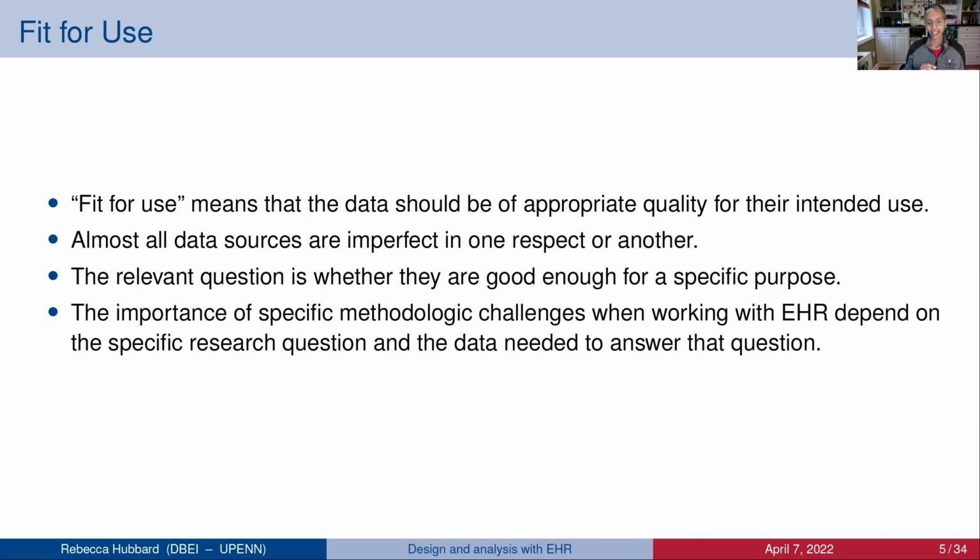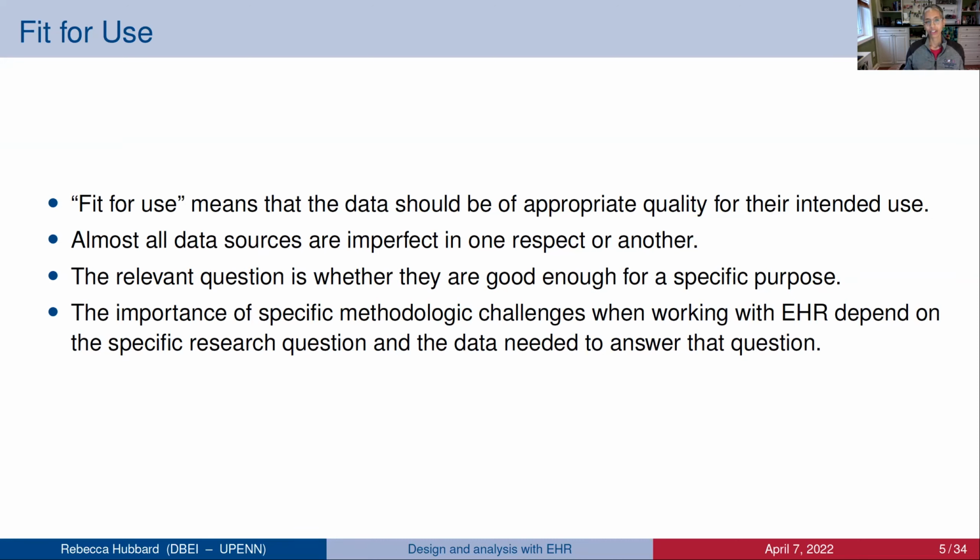I think that lumping all EHR data or all real-world data into this category of messy data or bad data is inappropriate, because all data have imperfections in one respect or another. No data set is perfect, with no measurement error, no misclassification, no missing data, no confounding. All data sources have some challenges. And the question is really whether the data source that we're planning to use is appropriate for our purpose.